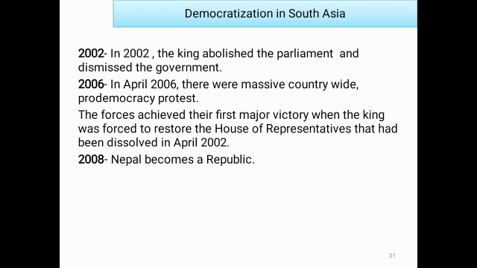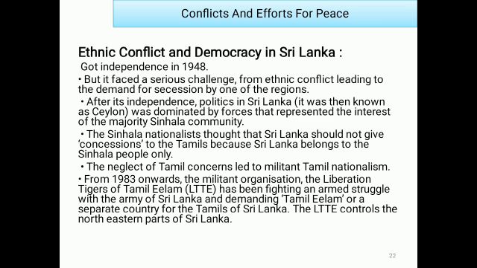Then, in 2002, the king abolished the parliament and dismissed the government. In April 2006, there were massive countrywide pro-democracy protests. The forces achieved their first major victory when the king was forced to restore the House of Representatives that had been dissolved in April 2002. And in 2008, Nepal became a republic.